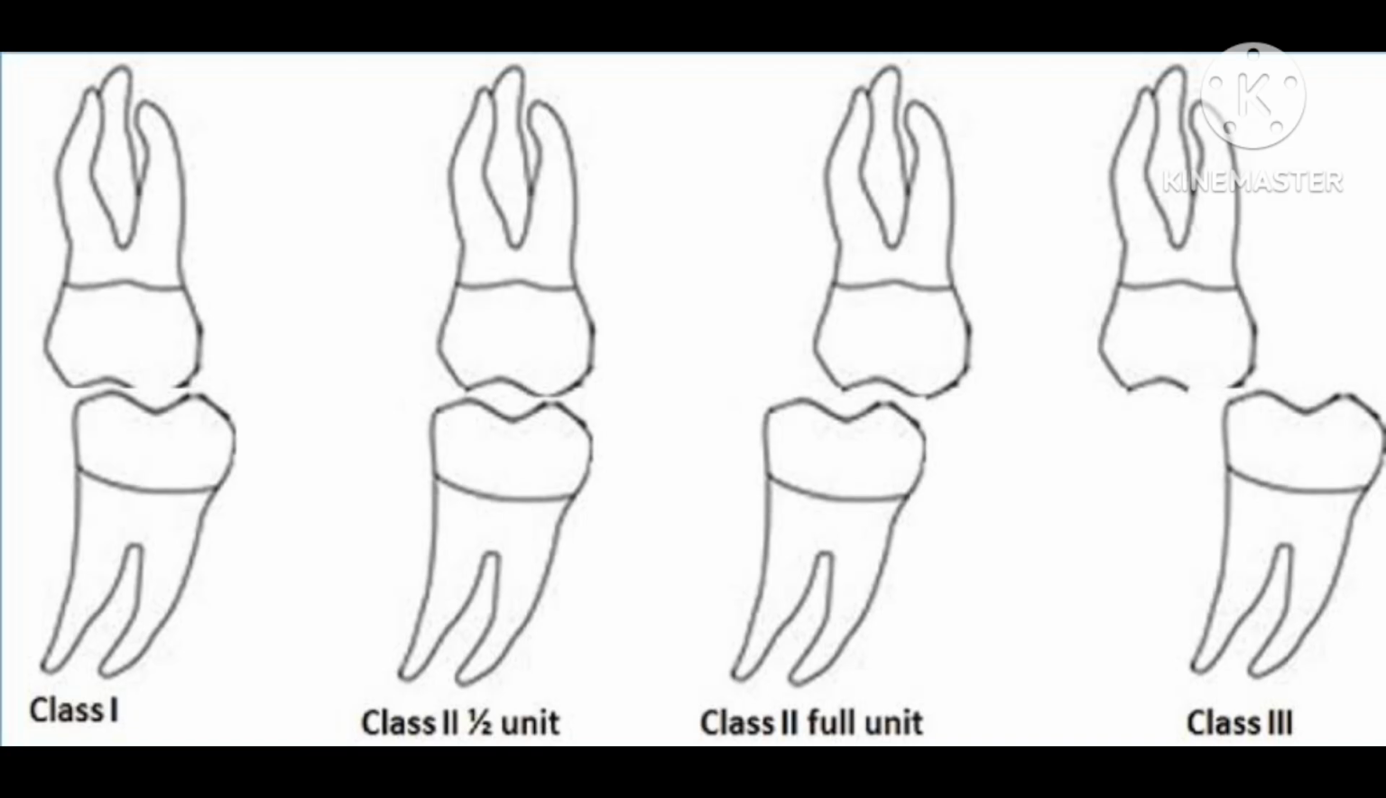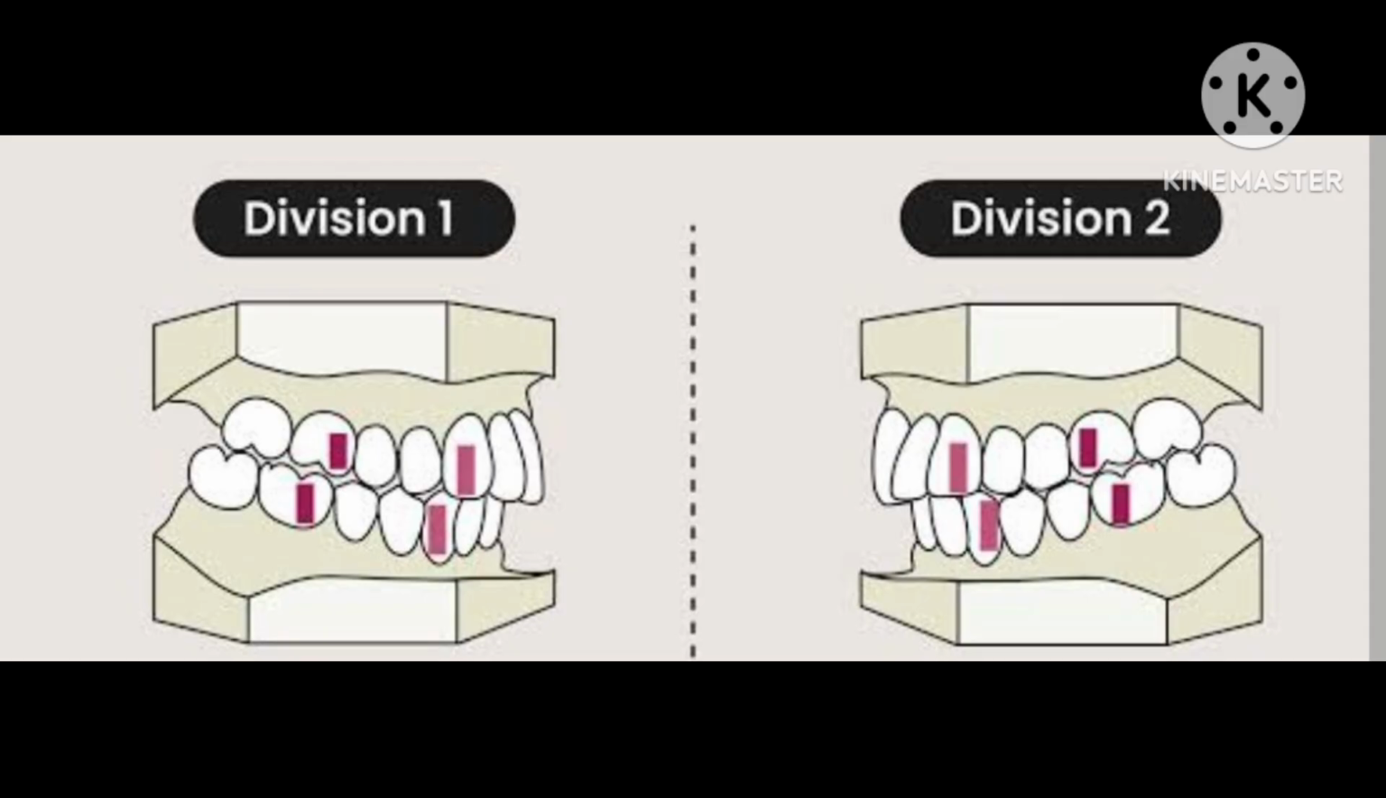If it is shifted half a cusp width forward, about 3.5 millimeter, it is called half cusp Class II, which is less severe. When the upper molar is shifted one full cusp width forward, around 7 millimeter, it is termed the full cusp Class II, showing a more pronounced discrepancy.